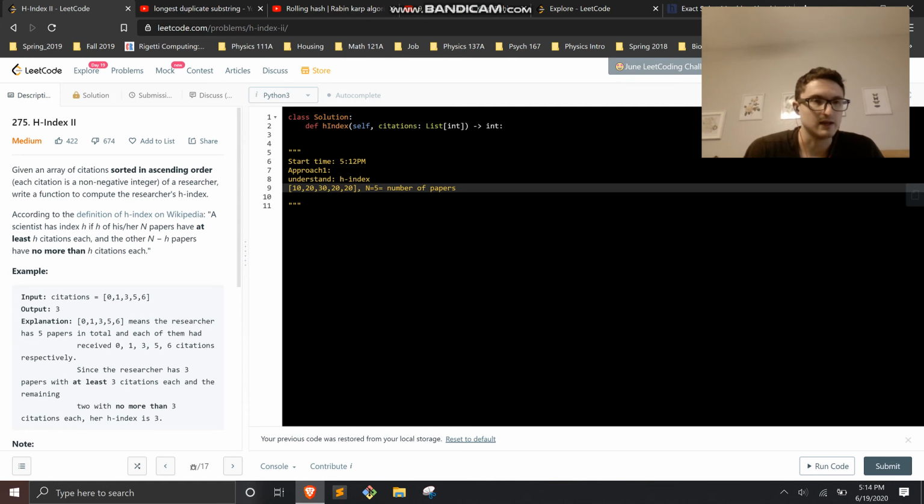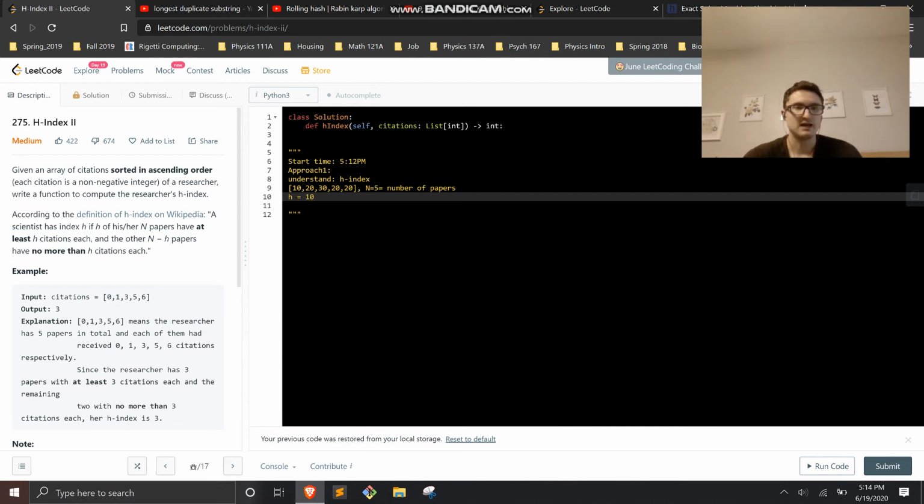Now we're going to say that it has index h if he has at least h citations each. At least means that you could have more, but the minimum you could have is this. So the minimum, I think h is equal to 10. If you look at all his papers, they have at least h citations each. Each one has greater than or equal to 10 citations. So I think that's what it's saying.